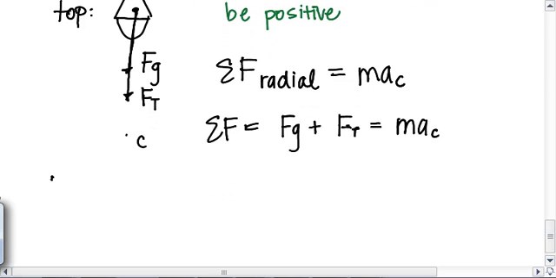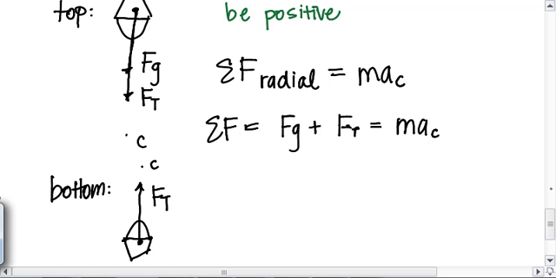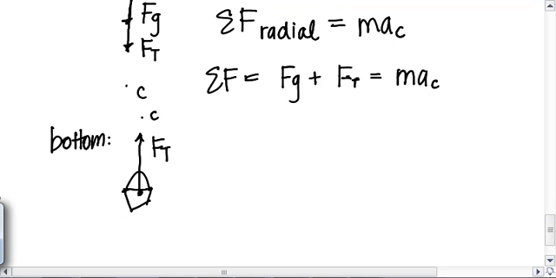Now at the bottom, so you had your bucket at the bottom. Oh, that's a sad bucket. You put your pencil on the bucket and you trace the chord, and the tension force is up. The center is above it when we're at the bottom. The gravitational force is down.